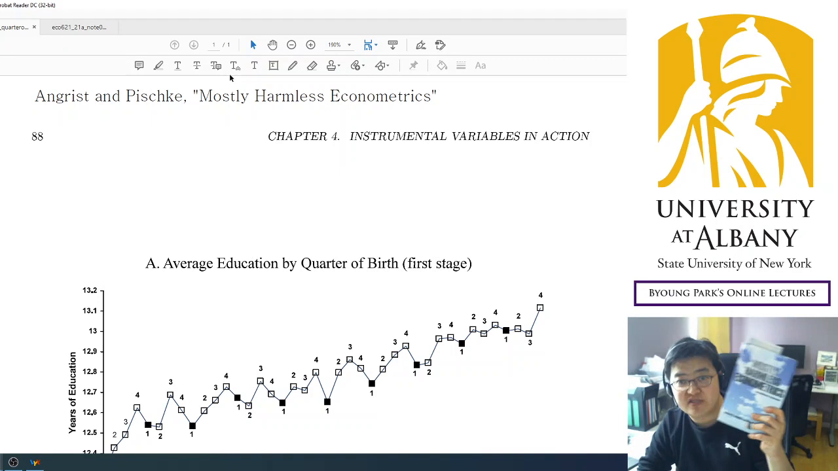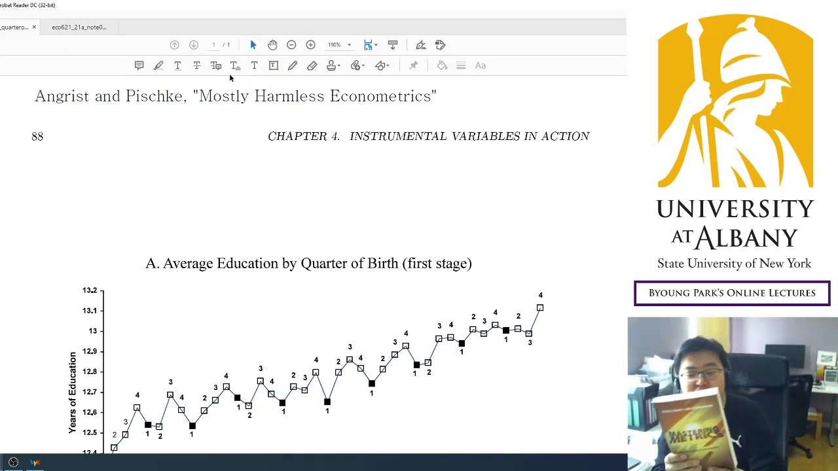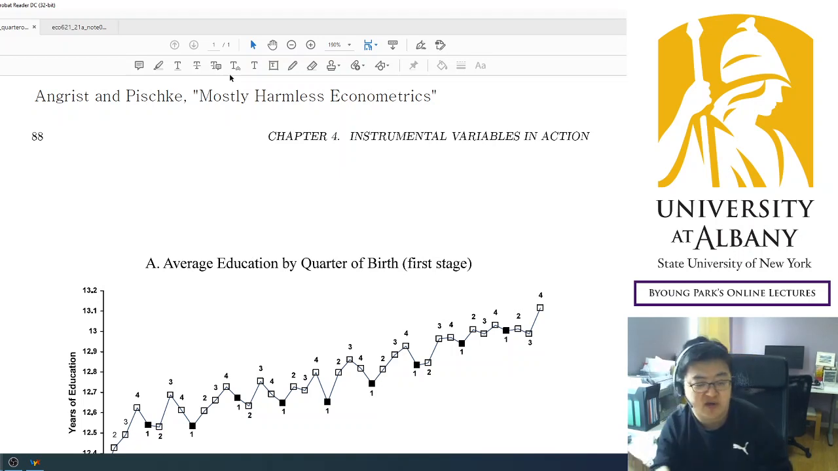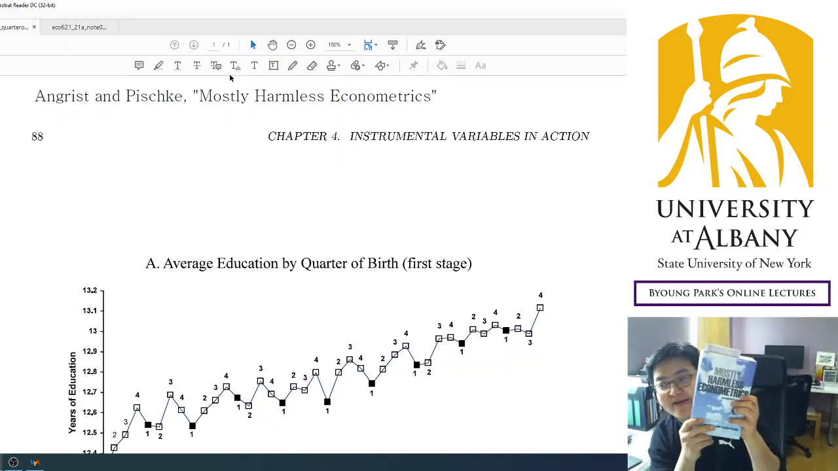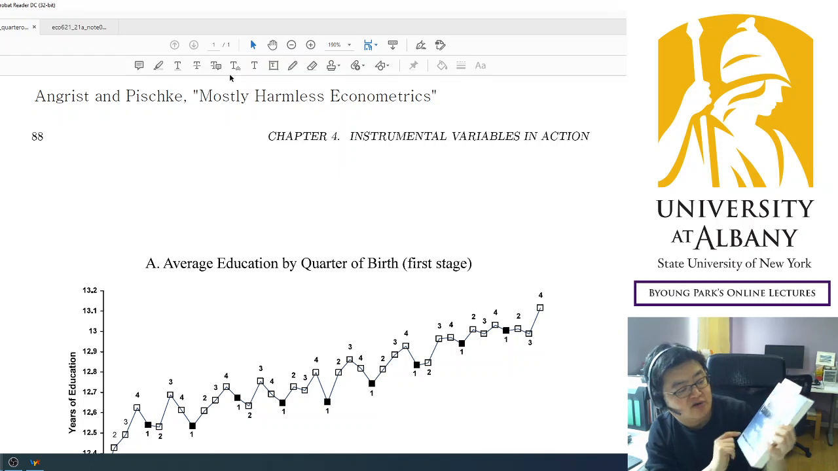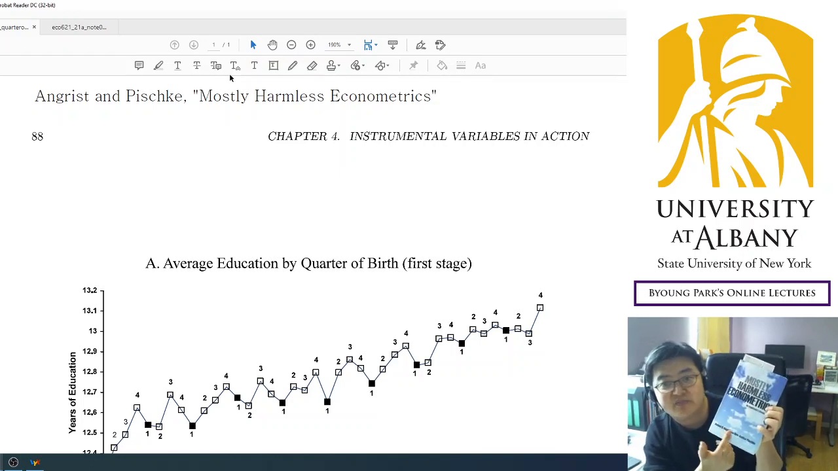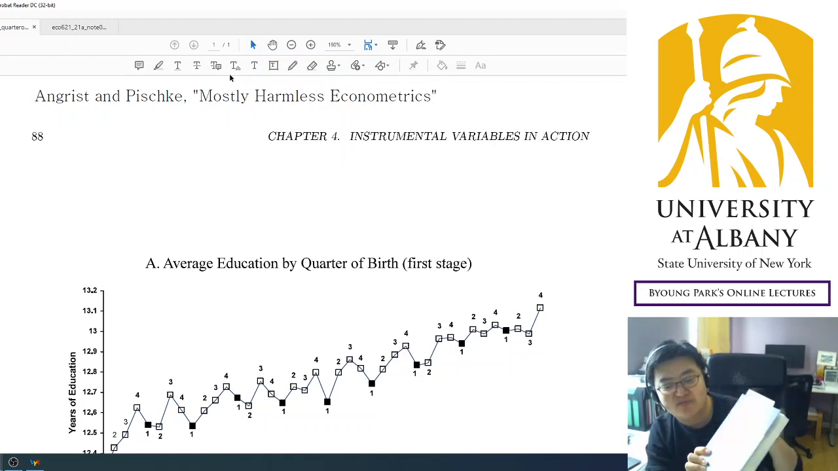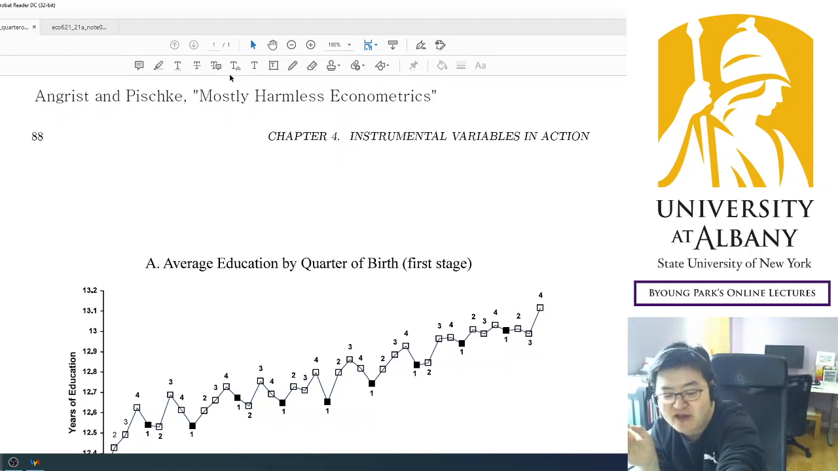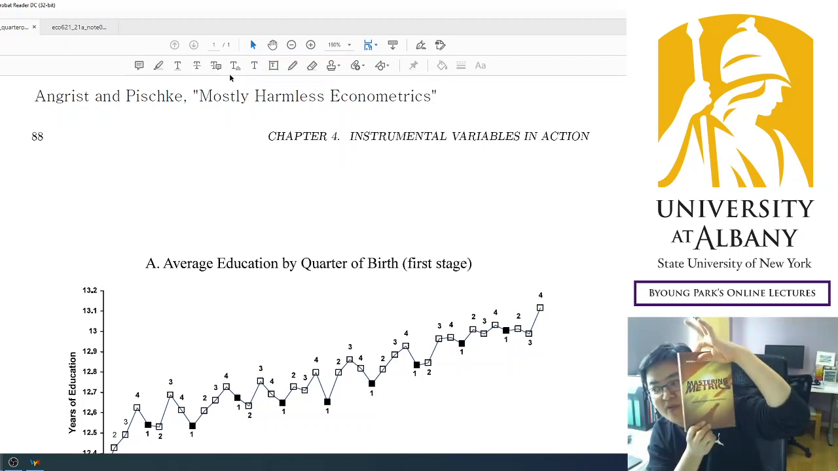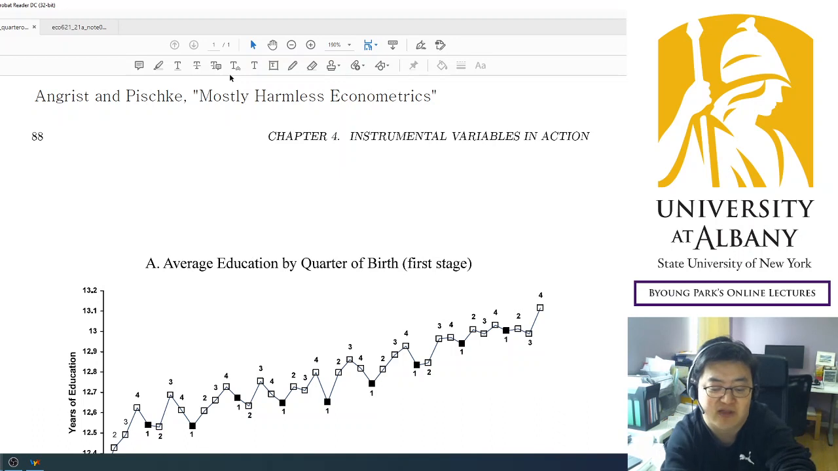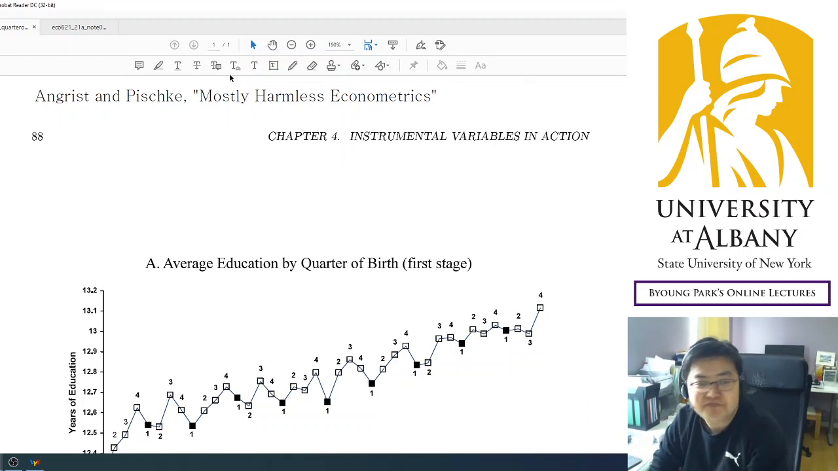Or if you think it's too difficult, the same authors have an easier version. This is for undergraduate level, and this is for PhD level. But the author is a professor at MIT, so it could be a little bit too difficult for some of you. Then maybe Mastering 'Metrics could be better. Anyhow, just a recommendation. Let's go back to the graph.